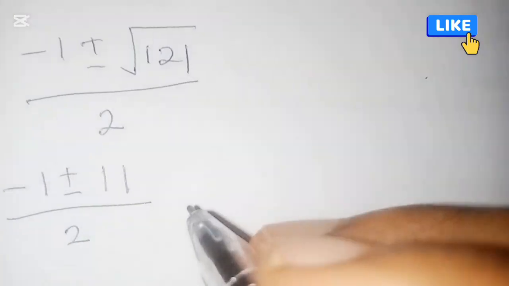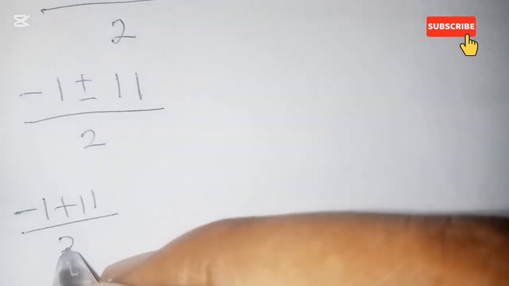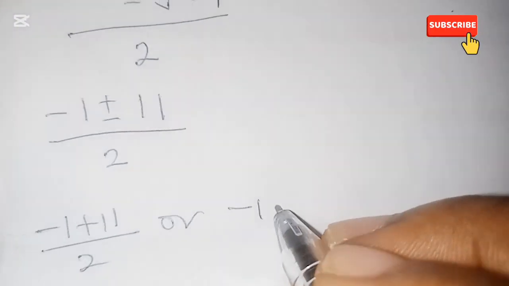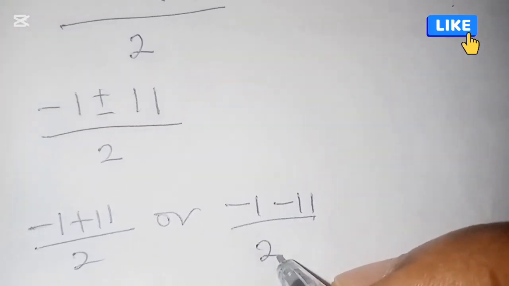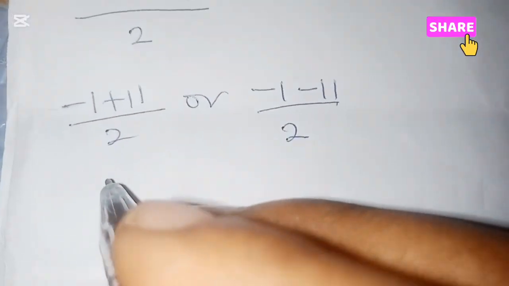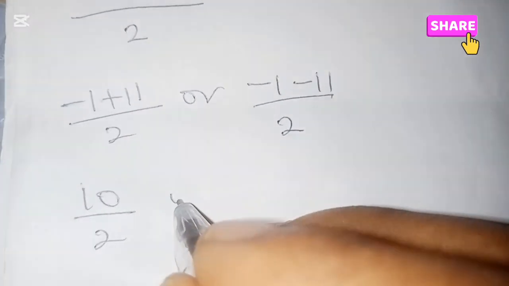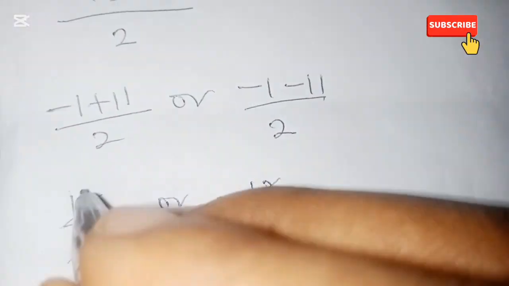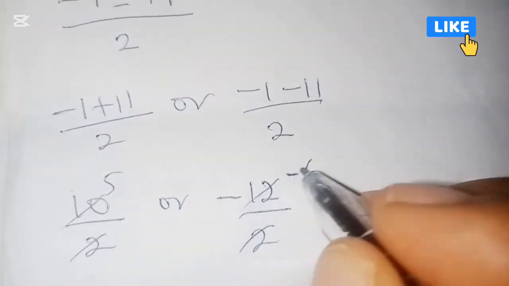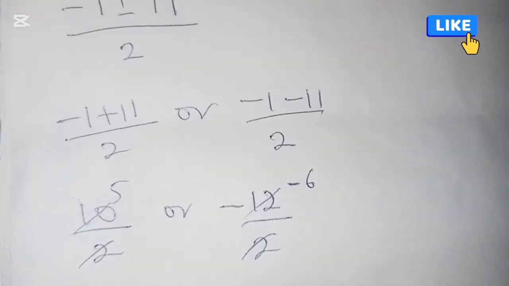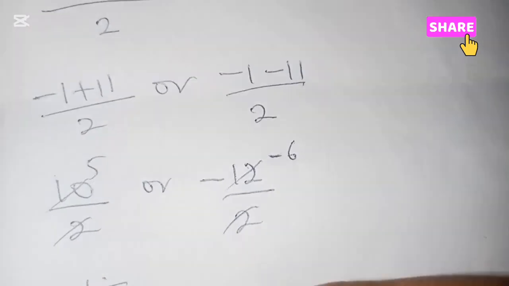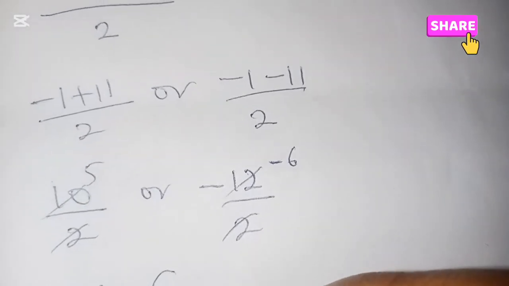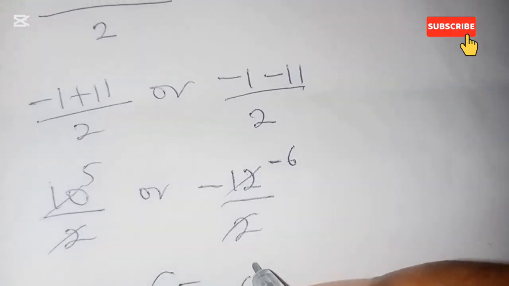And so the values for y are minus 1 plus 11 over 2, or minus 1 minus 11 over 2. And this is 10 over 2 or minus 12 over 2. When we divide, we have 5, we have minus 6. So the values for y include 5 and minus 6.